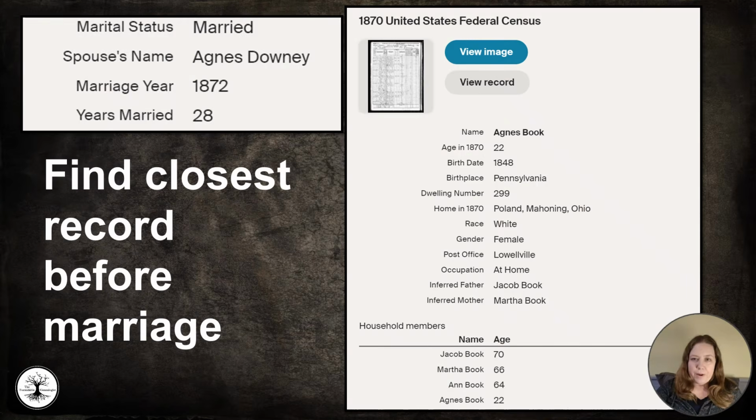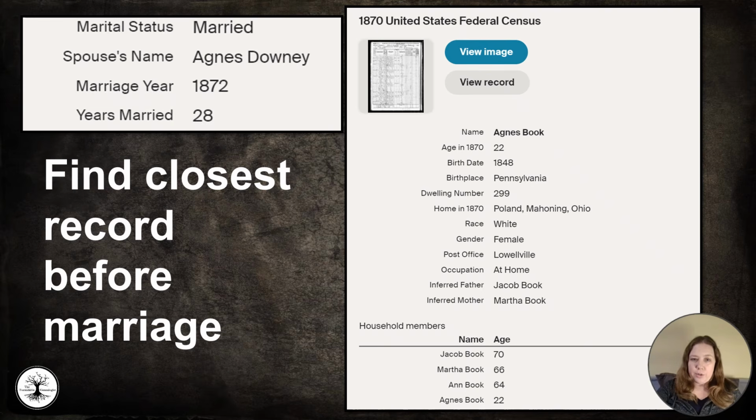So we have now found all records available from John Downey and Agnes Book's marriage forward from that first census in 1880. So the next goal, now that we've had that anchor point and we've moved forward, is to move that anchor point backwards. What is the closest thing we can find to their marriage that might hold some clues?